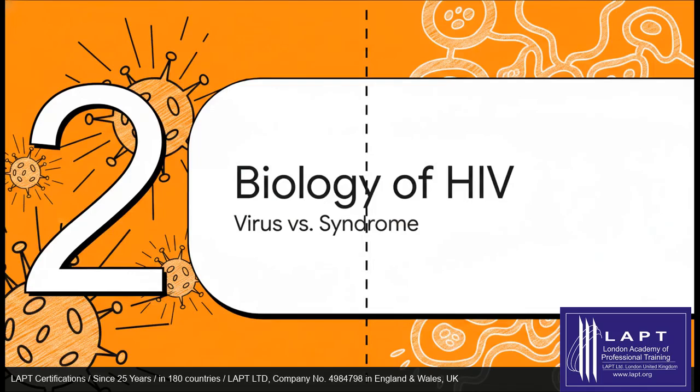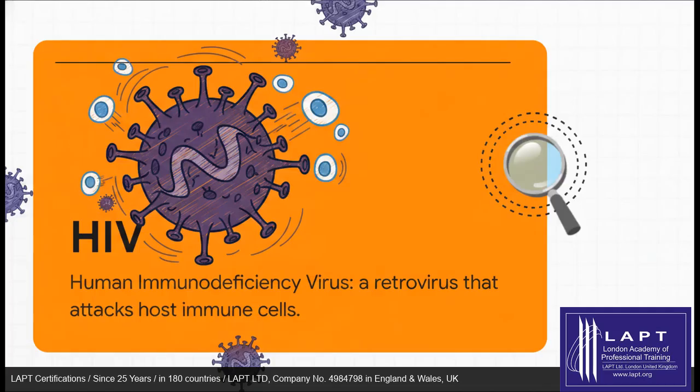So, to understand how it spread so effectively, let's move to Section 2, the biology of HIV, where we'll separate the virus from the syndrome. Now, you might hear people use the terms HIV and AIDS interchangeably all the time, but they are absolutely not the same thing. HIV, which stands for Human Immunodeficiency Virus, is the root cause. Biologically speaking, it's what we call a retrovirus.